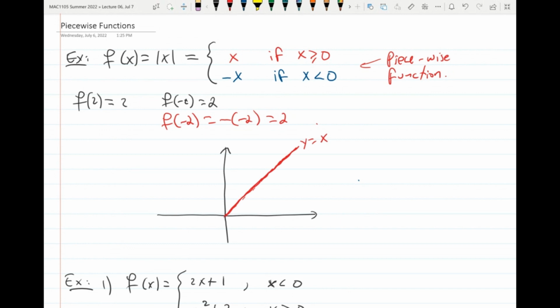Now I go to the next piece and repeat. We have the function y equals negative x. That happens to be this line over here. Once again, we only care about this one as long as x is less than 0. So that means we only care about this part over there. So we don't care about this one, so we erase it.